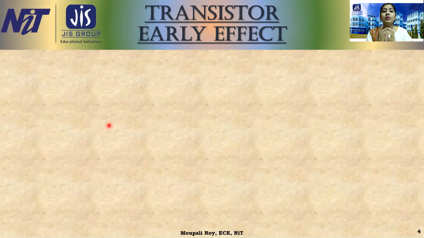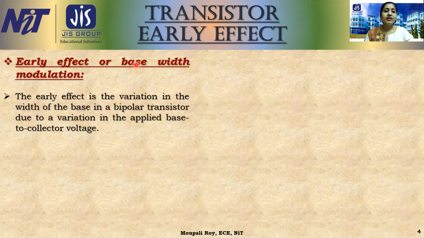For the next one, we have an effect of the transistor called the Early effect. What is that? The Early effect, or base width modulation. From the name, it has some effect on the width of the base of a transistor. The Early effect is the variation in the width of the base in a bipolar transistor due to a variation in the applied base to collector voltage.